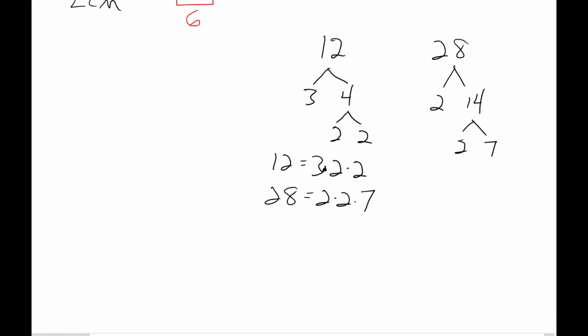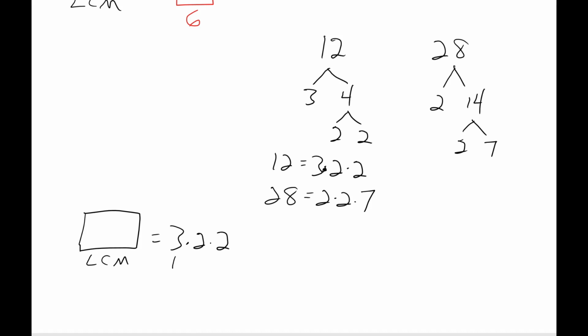All right. So now I need to build my least common multiple using these two prime factorizations. My least common multiple has to have 3 times 2 times 2 in it. That gets me my 12. And then I also have to have 2 times 2 times 7 in it. Well, I already have 2 times 2, so I just need a 7 in it, and that gives me my 2 times 2 times 7, which gives me my 28. And now I just need to multiply all of my prime factors together here. 3 times 2 is 6, times 2 is 12, and 7 times 12 is 84. So the least common multiple of 12 and 28 is 84.